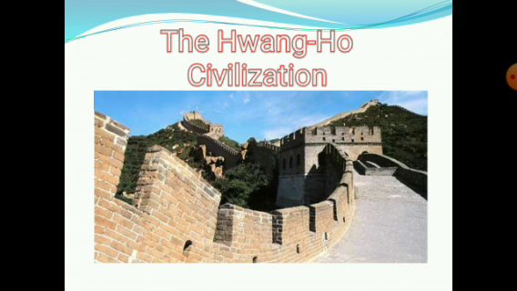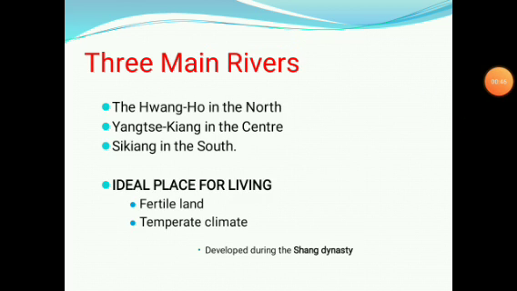In all the civilizations, we have seen rivers have a very important role in the development of the civilization. And when we talk about Huanghe civilization, we can see three important rivers. The first one is the Huanghe in the north, the next one is the Yangtze Kiang in the center, and the next one is Sikiang in the south. These three rivers had a very important role in the development of Chinese civilization.